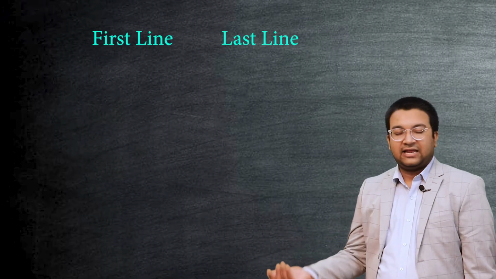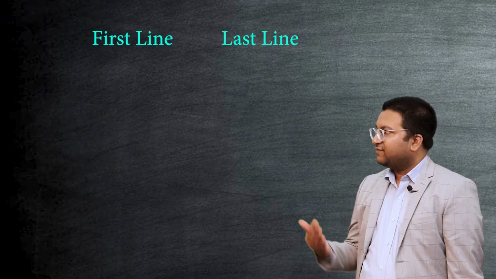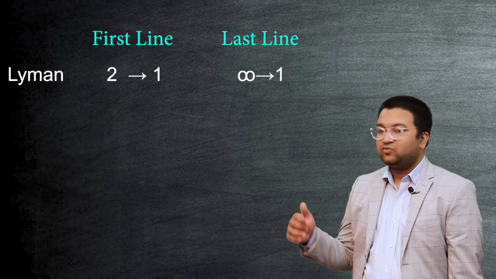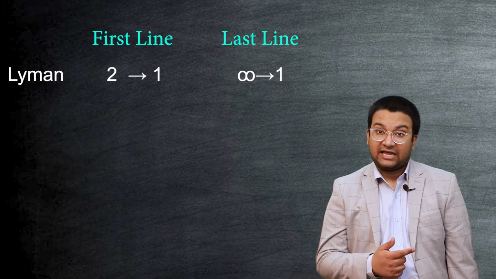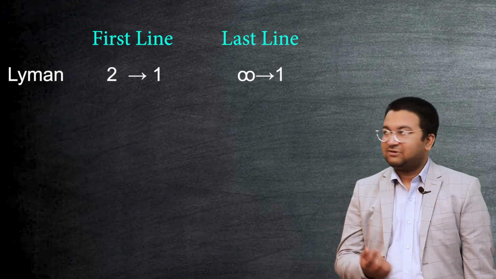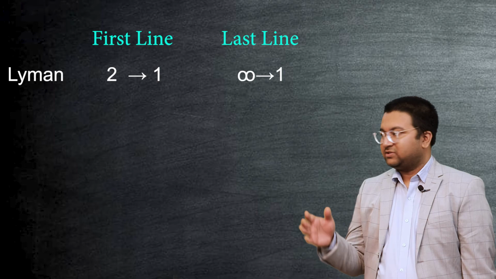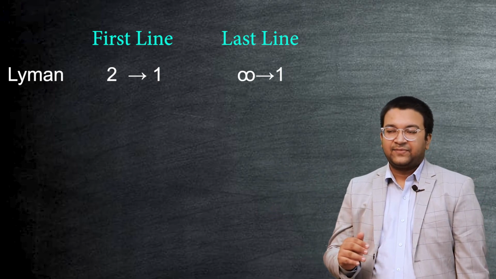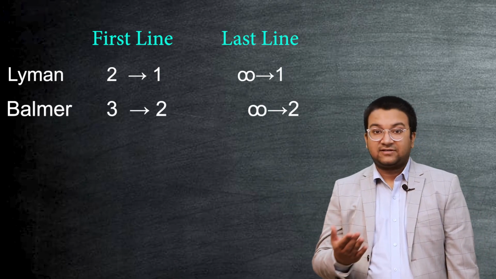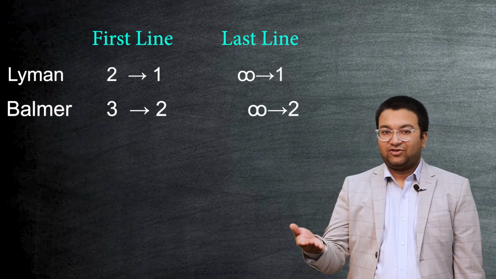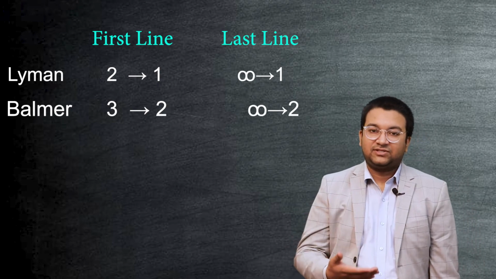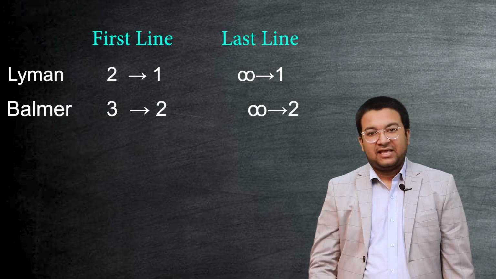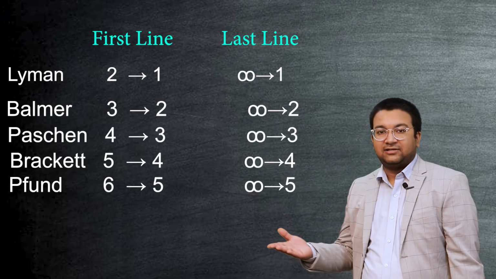Talking about the first line and the last line, the first line of the Lyman series is the transition 2 to 1, and the last line of the Lyman series will be from infinity to 1. So we go from the first line, second line, third line to the last line. Similarly, in the Balmer series, the first line will be the transition from n equal to 3 to n equal to 2, and as we can easily guess, the last line will be from n equal to infinity to n equal to 2. Similarly, we can frame all of these patterns for the different series.